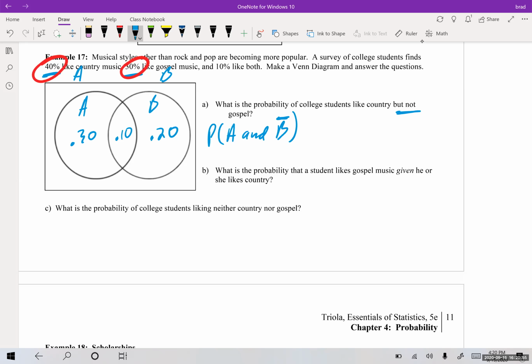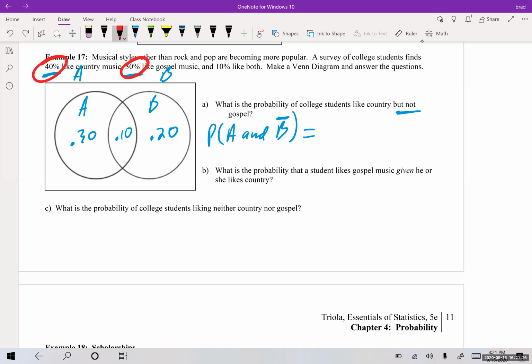If we look at the Venn diagram, how many people like country music but not gospel? Remember, this middle part is people that like country music and gospel as well. We only want the people that like country music and not gospel. So that has to be this group over here in the Venn diagram. We're talking about this here.